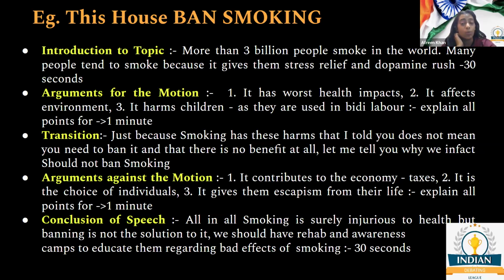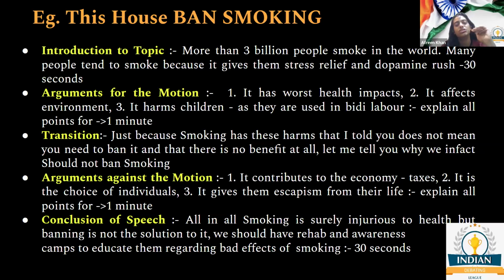It has worse health impacts, and then you can explain what the worse health impacts are. Second argument, it affects the environment, and then you can explain how it affects the environment. Third argument, it harms children, and then you can tell why it harms children. So you're supposed to mention pointers, but you're also supposed to explain these pointers. Then you would transition.